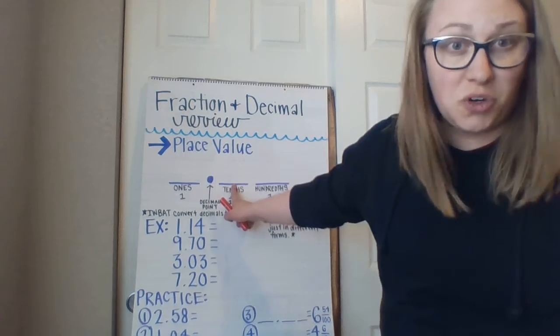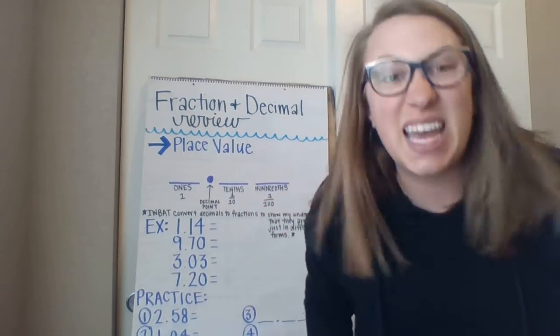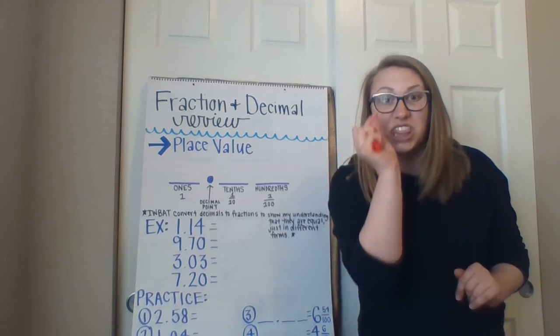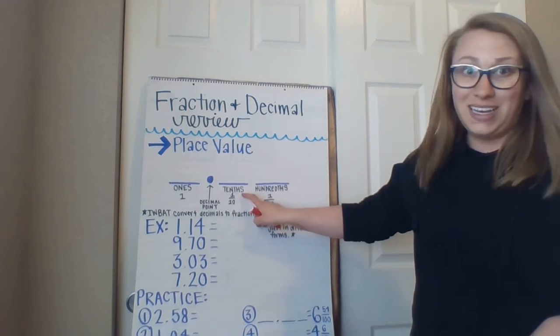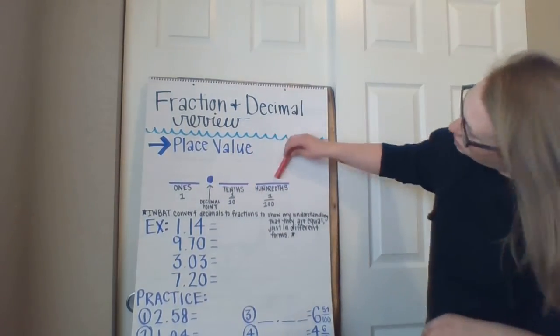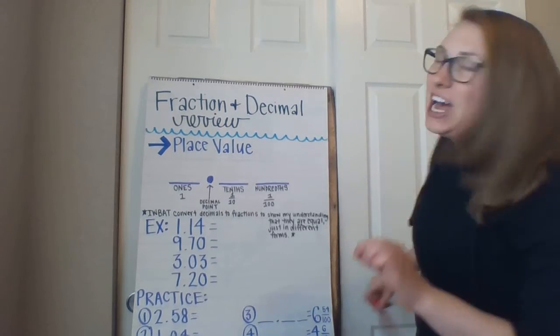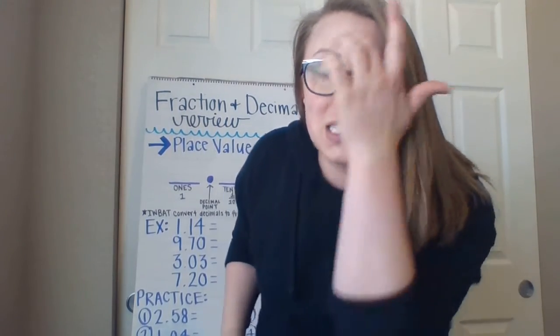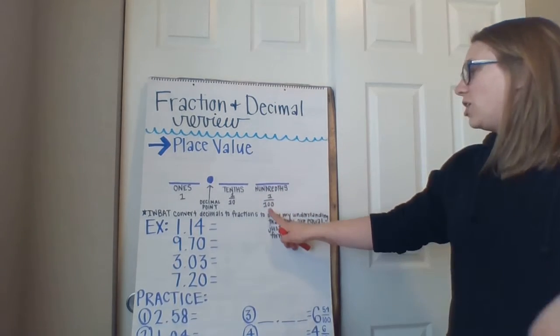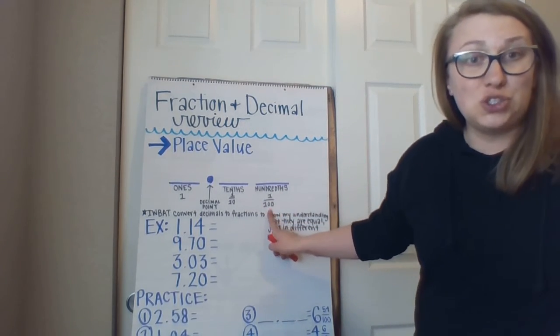The first one over from the decimal point is called the tenths place. Remember, we have to add that th to the end to make it a tenth. We can also call it 1/10 in fraction form. Then we have the hundredths. Remember, it goes tenths, hundredths, thousandths, etc., etc. That th at the end is telling us that it is a fraction or a decimal part of a number. We could also call that 1/100th.